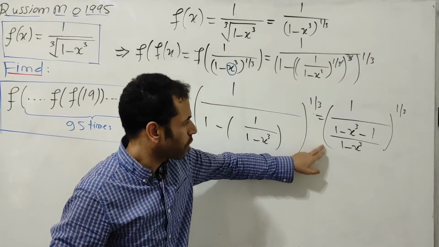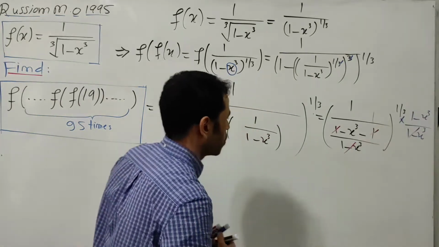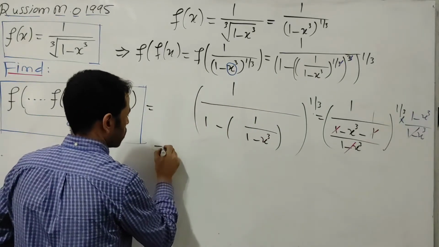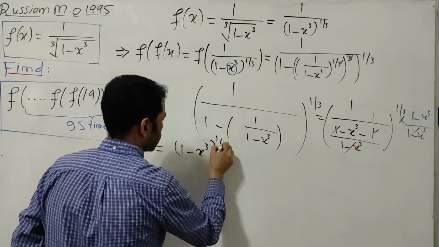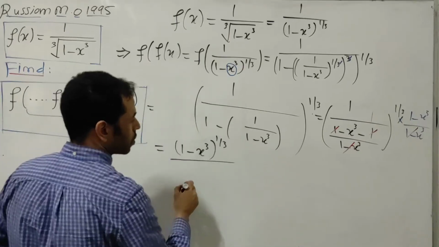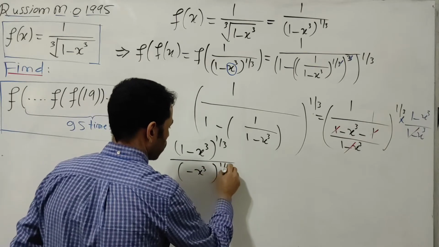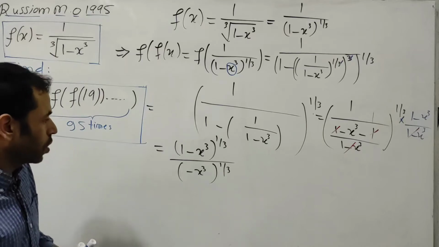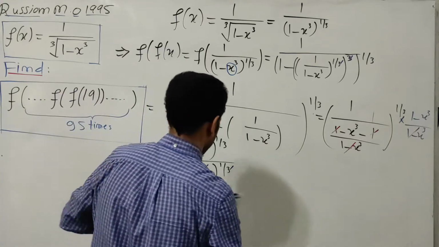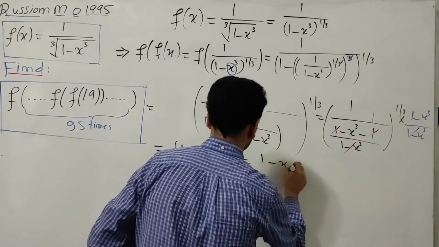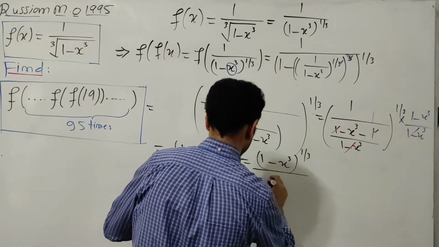In order to simplify this one more, I'm going to multiply numerator and denominator by 1 minus x cubed. It's giving me the expression of (1 minus x cubed) to the 1 over 3 divided by (minus x cubed) to the 1 over 3. This exponent, again, will be cancelled out with this exponent. I will have the expression of (1 minus x cubed) to the 1 over 3 divided by minus x.